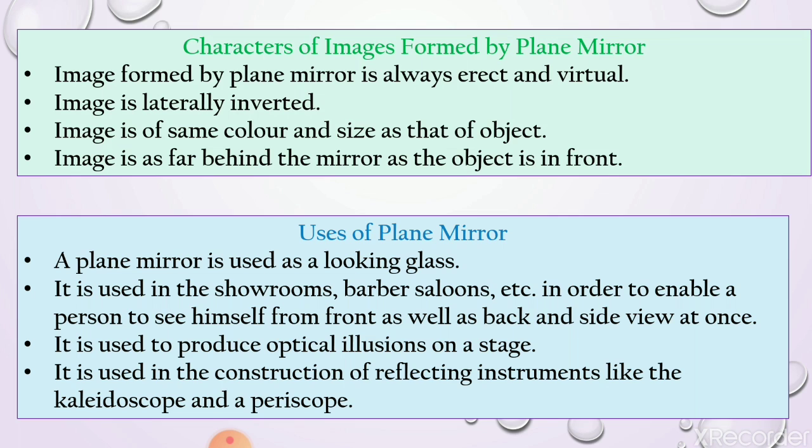So this is the first part of this chapter. In the next part, we will be studying spherical mirrors, in which we will study convex and concave mirrors, then how images are formed by these mirrors, and after that we will study lenses. So read the chapter carefully, watch the video, and try to find the objective questions from the book.